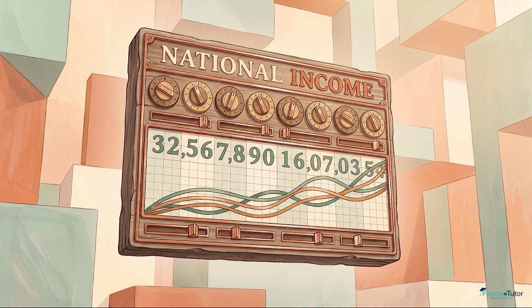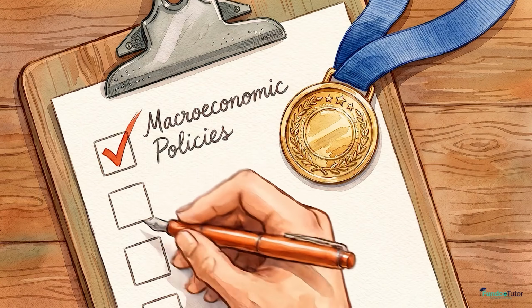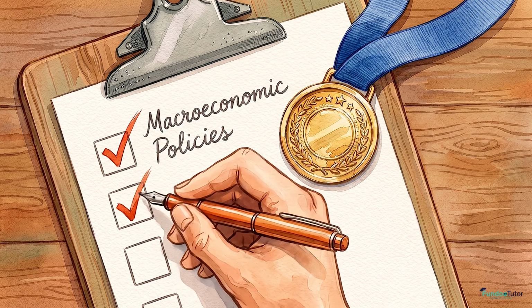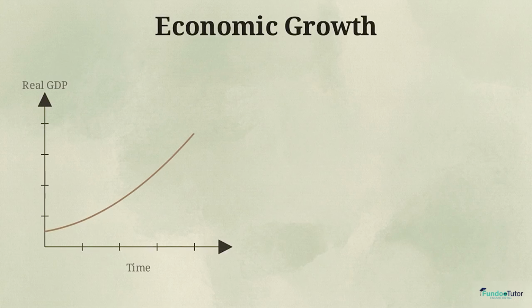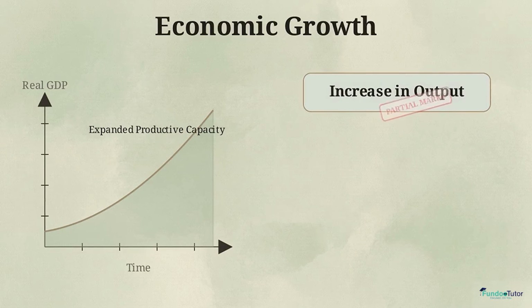Every economy needs a scorecard. We use national income to measure whether a country is actually getting richer and to test if its macroeconomic policies are succeeding. This diagram illustrates economic growth, an increase in a country's real GDP over time, representing expanded productive capacity.